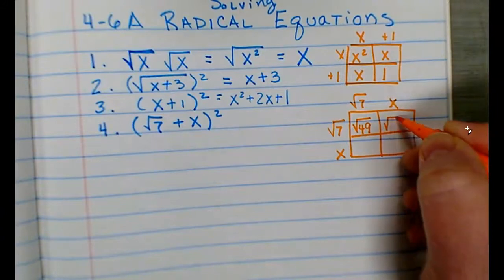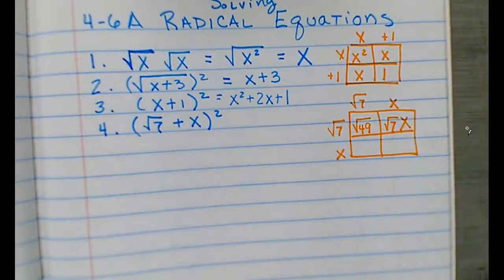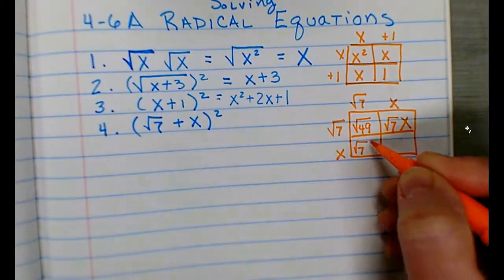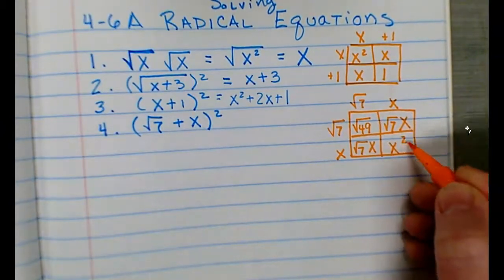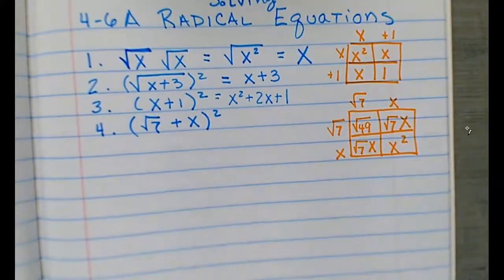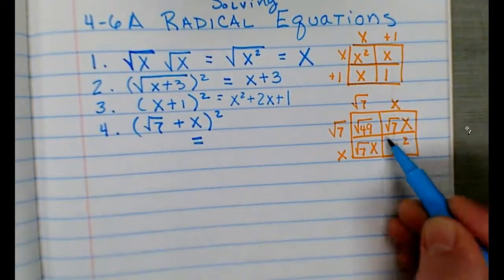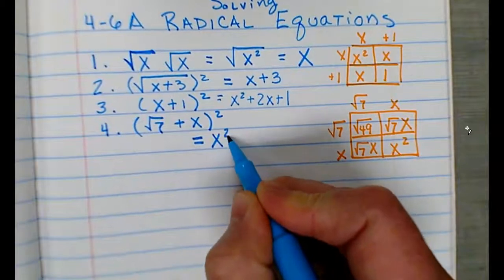And this is the square root of 7 times x. And this is the square root of 7 times x. And this would be x squared. Well, what is that when you simplify it? Let's put this term first because we usually put the squared term first.